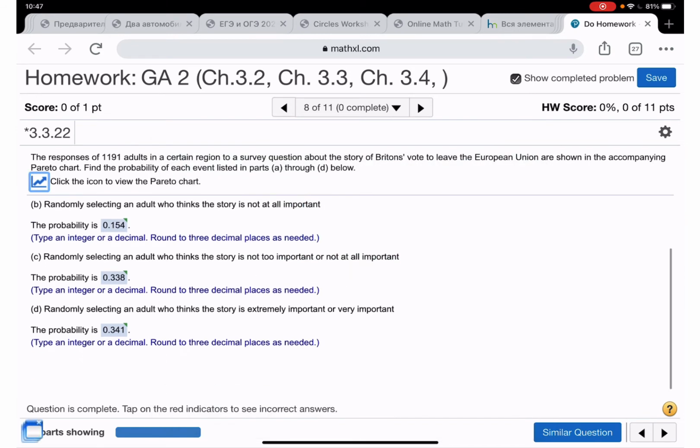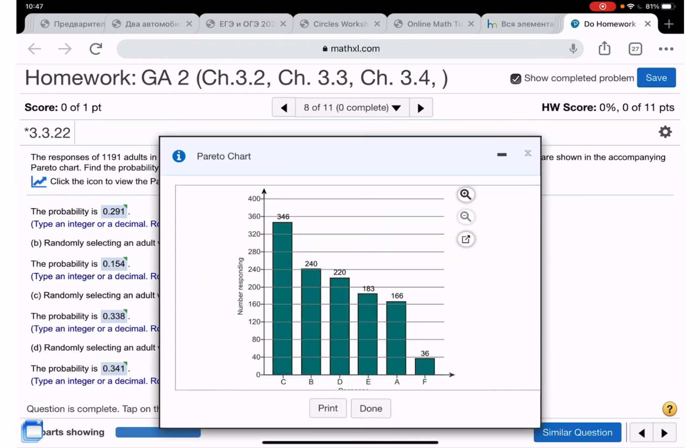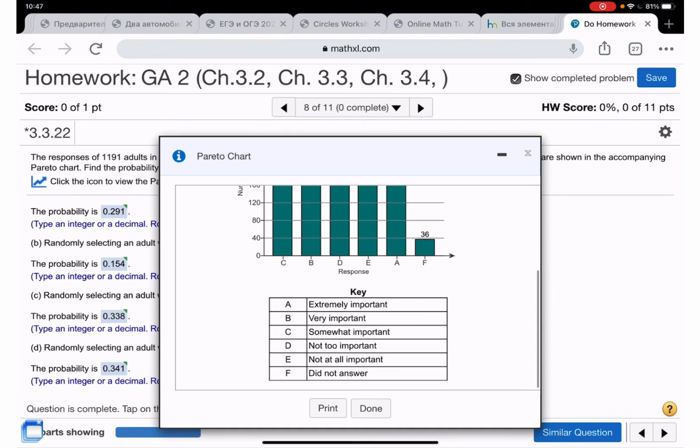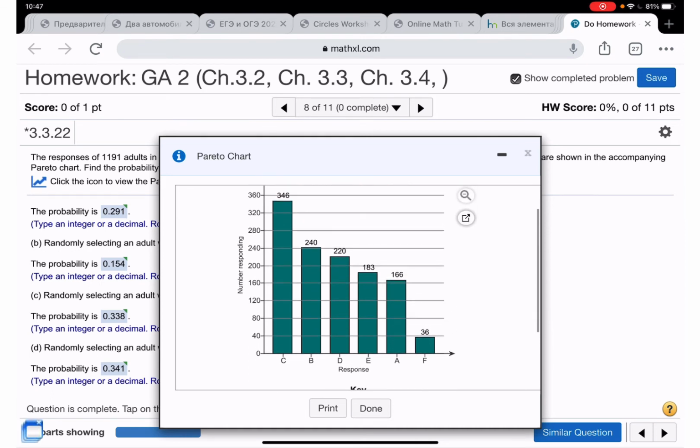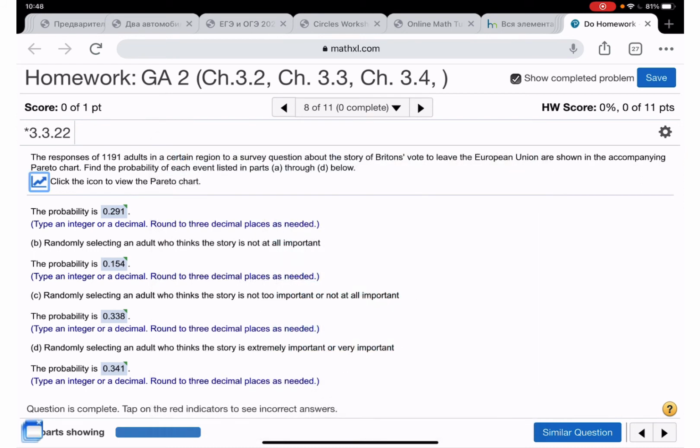Next, moving to D, the last one: randomly selecting an adult who thinks the story is extremely important or very important. Extremely important is A, and very important is B. So A and B: 240 plus 166, and we are getting 406, divided by 1191. And the answer is 0.341, and that is the answer for D. Okay, so we solved every single one of them.